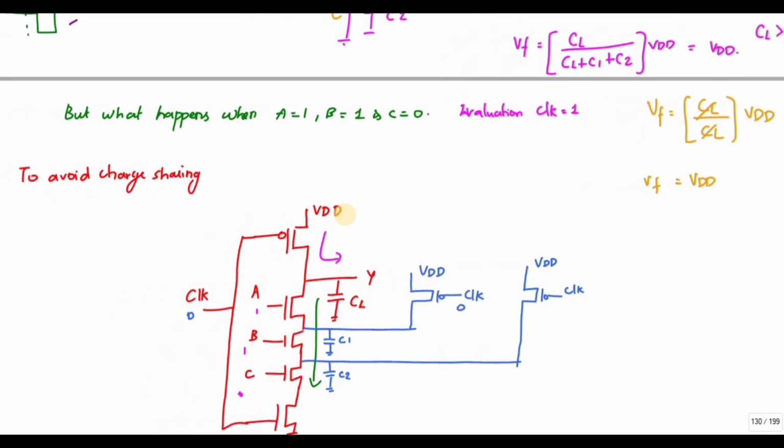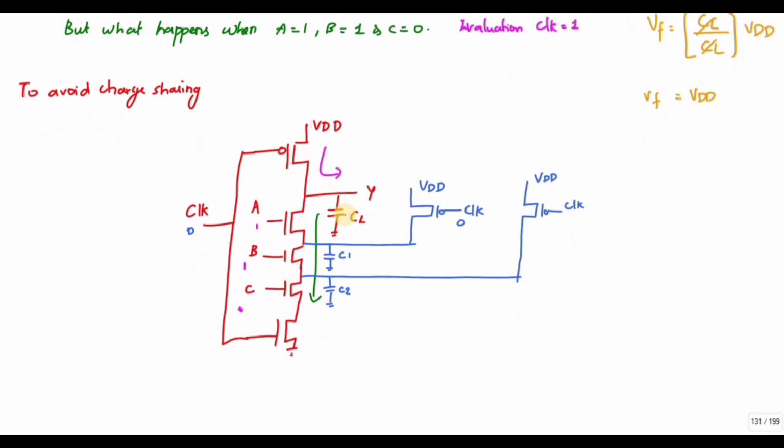Another way to avoid the charge sharing problem is to connect two PMOS at this junction. Whenever the clock is 0, VDD charges this capacitance. By this I can avoid the charge sharing problem.